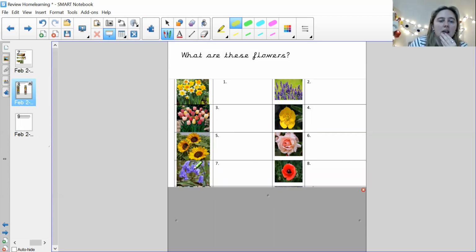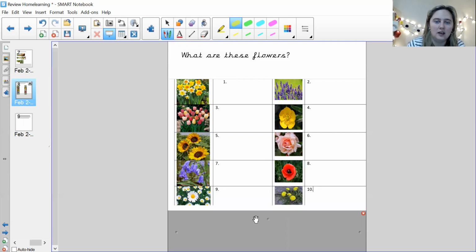Okay. What's number 7? I know lots of you, this was your favourite flower because its colour is so beautiful. What's it called? Bluebell. Good. How about this one here? That one is a poppy. Well done if you said that. And last 2. What's this one here? The white one. Daisy. Good. And this weed is a dandelion.